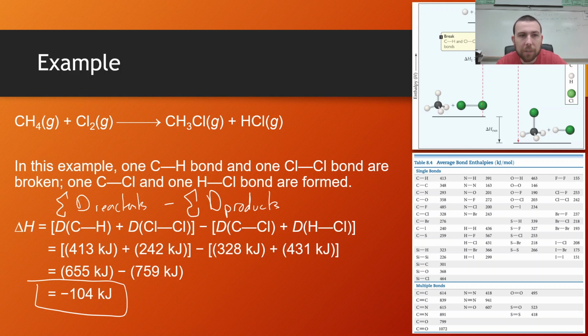So overall, we would anticipate, based on our bond enthalpies, that this reaction is exothermic, because it has a negative delta H value. Okay, and again, bond enthalpy is a way for us to estimate delta H of reaction. Not the best way, but it is a way that we can use to estimate enthalpy of reaction values. All right, that, ladies and gentlemen, is bond enthalpy.